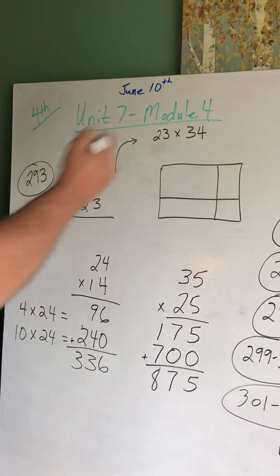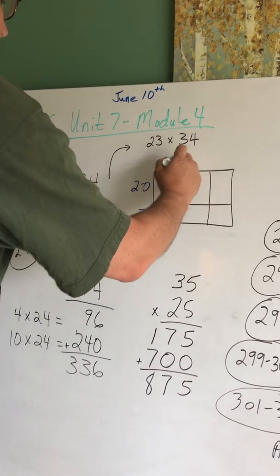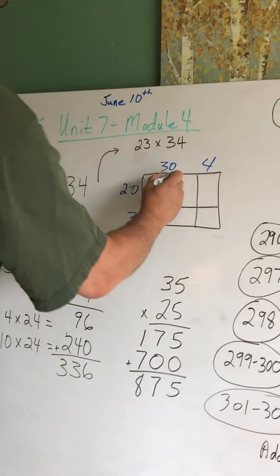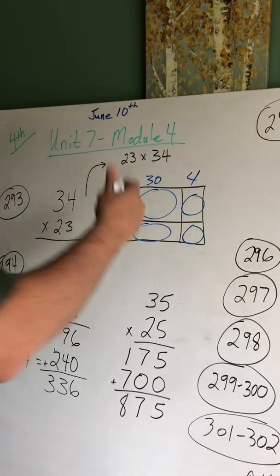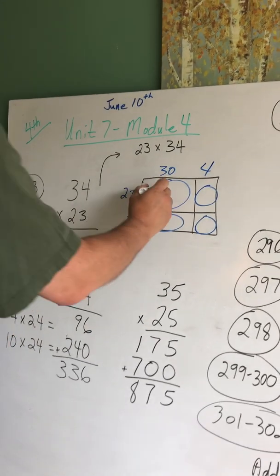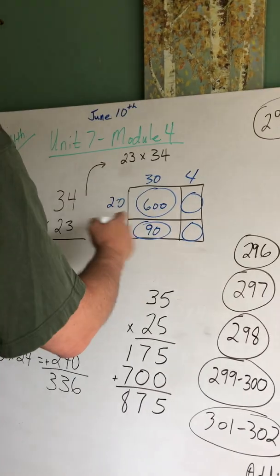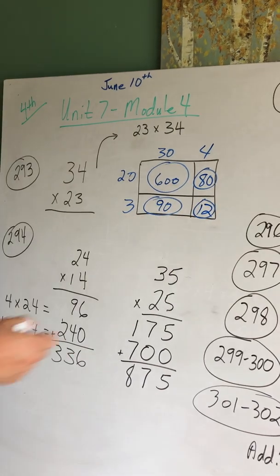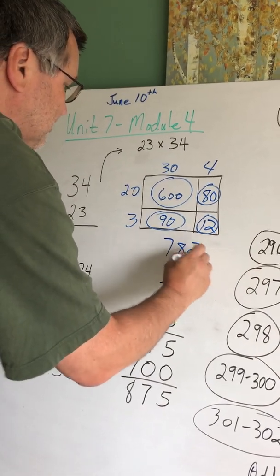So 23 is down and 34 is across. And now you get your partial products, and you're going to add all four of these up. Okay, you remember that. So we got 600, we got 90, and 80, and 12. Okay, so I believe that's 782.